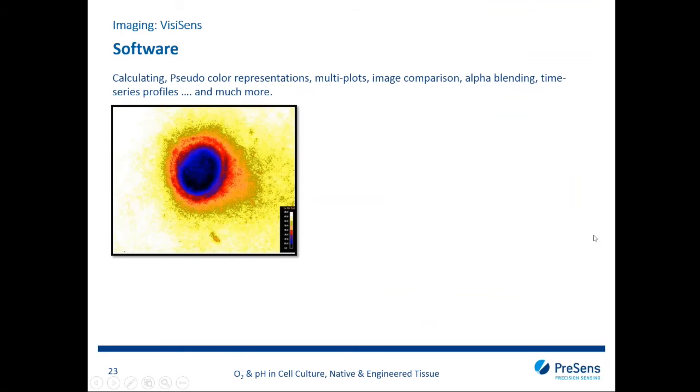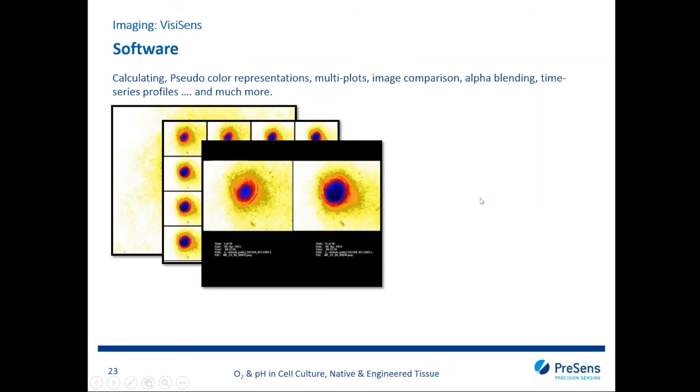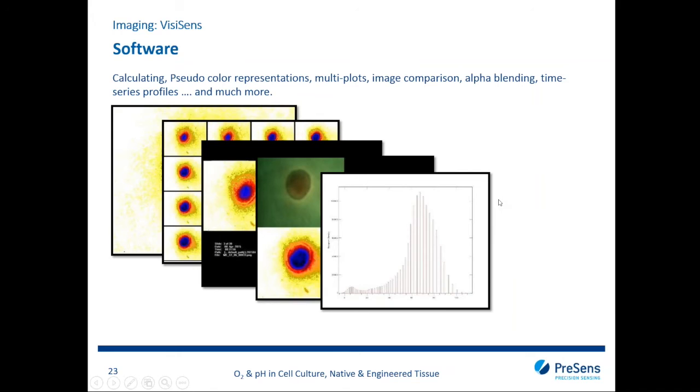Within the software, you can use different pseudo-color representations. You can choose your color chart. You can also adjust your range if you want to see more detailed structures. You can do multi-plots of a time series to see what happens where. You can do one-on-one image comparison, for example, the first image with one of the last ones, to see what changed in more detail.